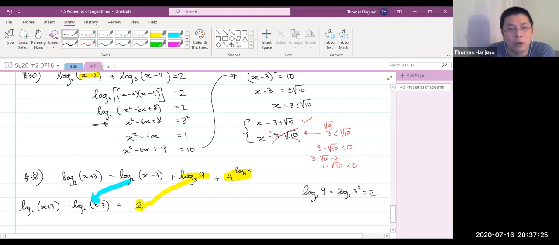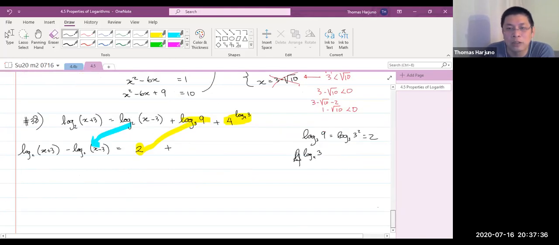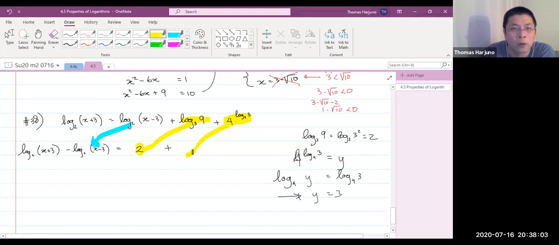Plus, how about 4 to the log base 4 of 3? Well, I don't know what that is, but let me call it y. I don't want to call it x because I don't want to confuse it with the other x that we already have. If I change it into log form, log base 4 of y equals log base 4 of 3. By one-to-oneness, y equals 3. By the way, that's basic property number 4.